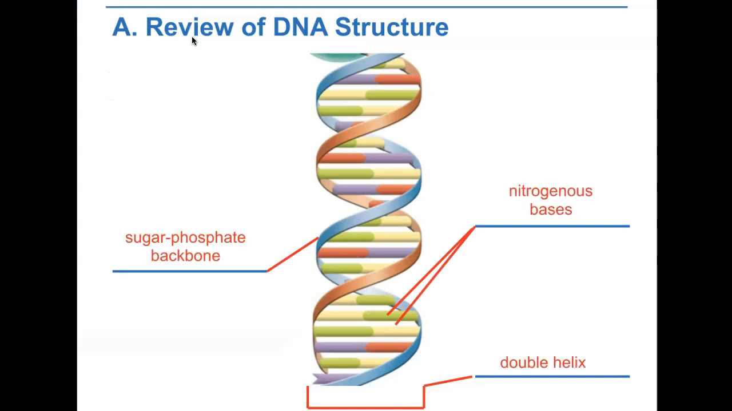Recall the general DNA structure: antiparallel strands, sugar phosphate backbone, nitrogenous bases A equals T, C equals G, and it's a double helix structure.